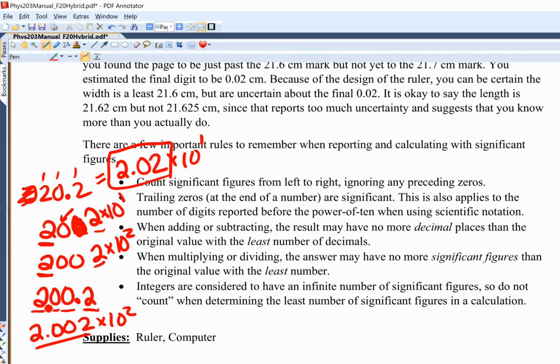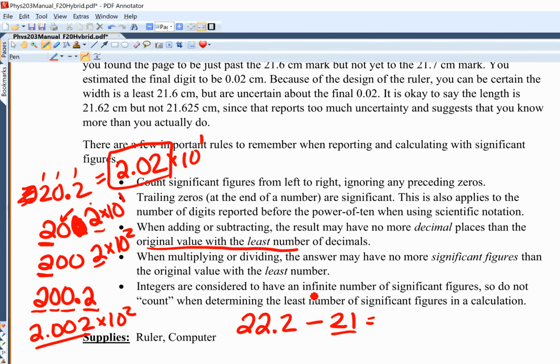So when you're adding or subtracting, you can have no more decimal places than the original value with the least number of decimals. So say, for example, I'm subtracting 2 numbers, 22.2 minus 21. I would keep the number that has the lowest number of decimal places, and that would be the number of significant figures. So here, this has 0 decimal places, that's the lowest number of decimal places, and it has 2 significant figures. So my final answer should be 2 significant figures.